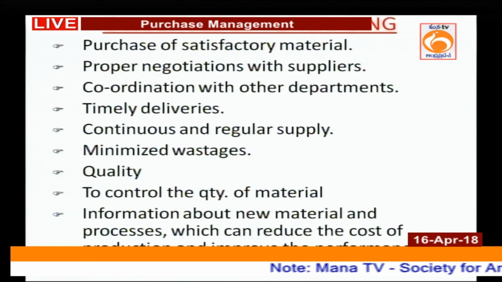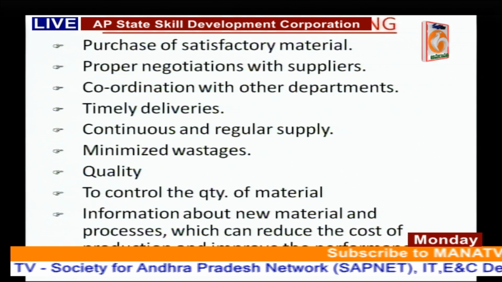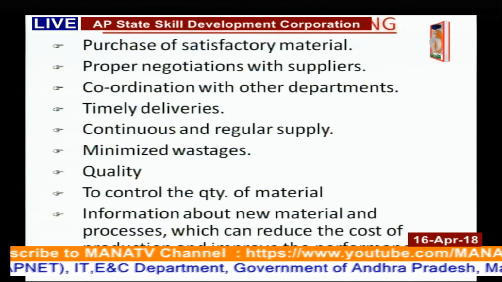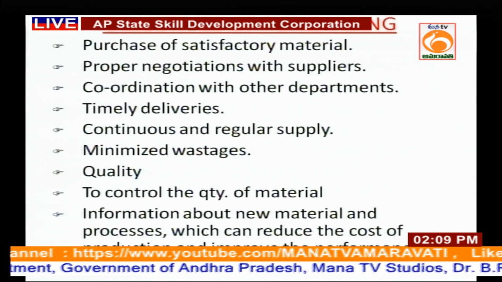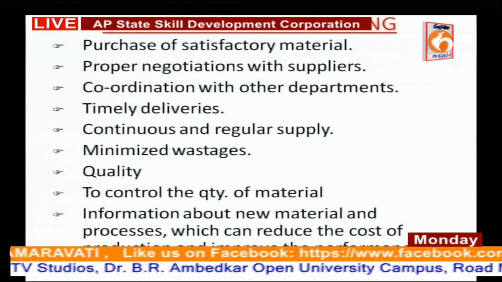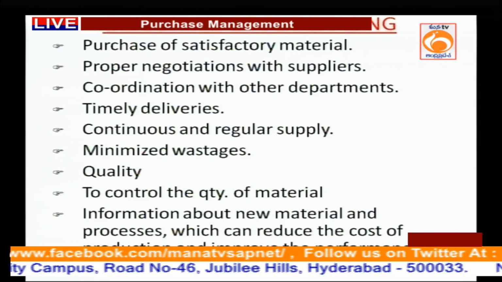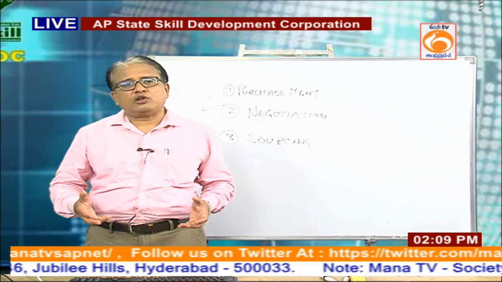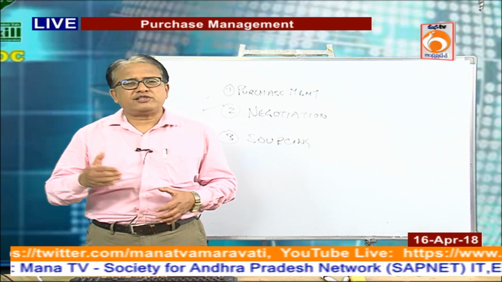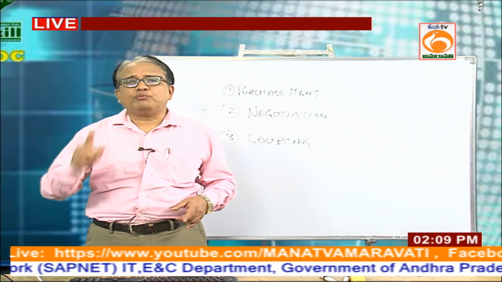They have to ensure timely deliveries, continuous and regular supplies, minimize wastage, ensure good quality, control the quantity of material, and get information about new material processes. They have to keep themselves informed. Everybody involved in purchasing has to keep themselves informed about the new products, new processes, new technologies being applied, and new vendors coming to the market. So, these are all the objectives of purchasing.